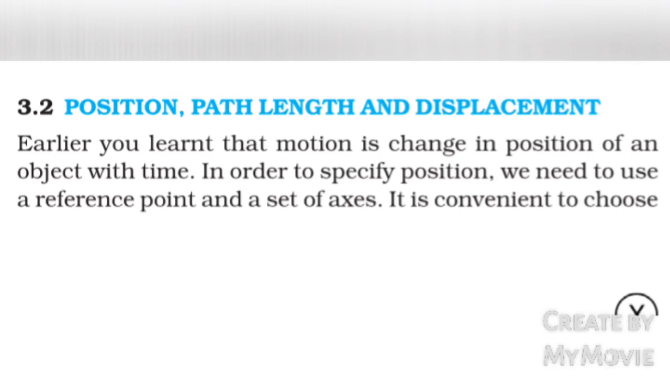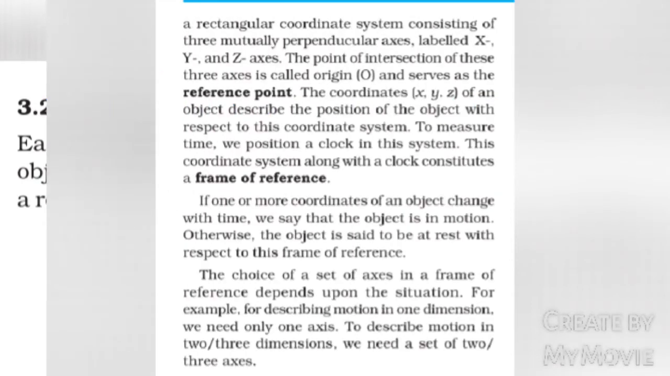It is convenient to choose a rectangular coordinate system consisting of three mutually perpendicular axes labeled x, y, and z axes. The point of intersection of these three axes is called origin O and serves as a reference point. The coordinates x, y, z of an object describe the position of the object with respect to this coordinate system.